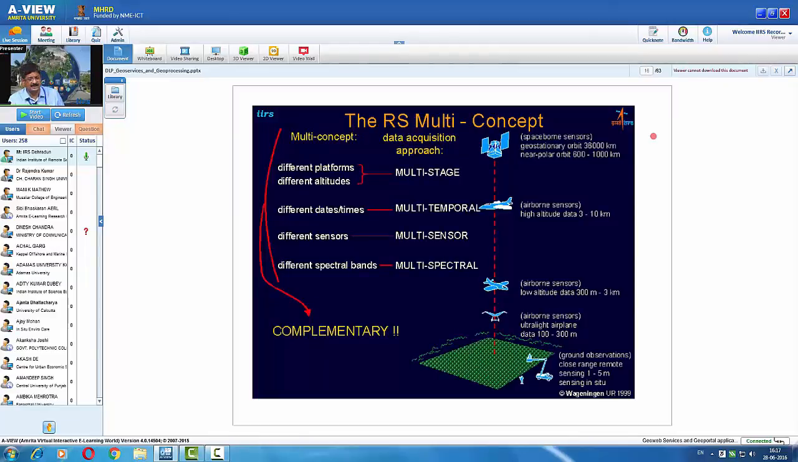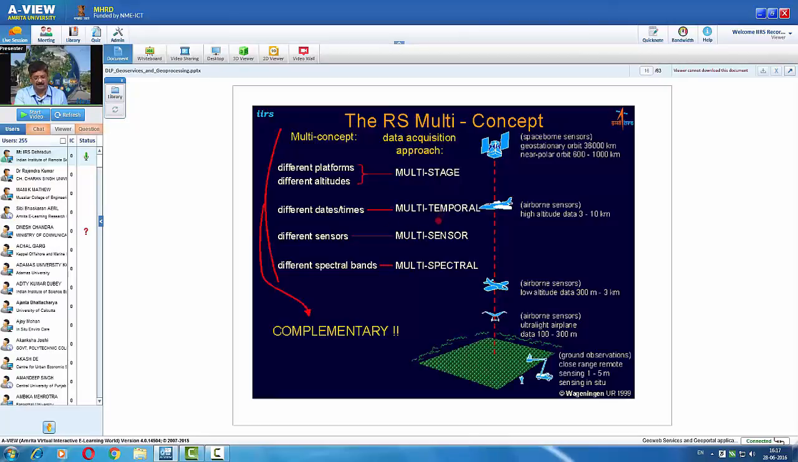Coming to remote sensing, remote sensing itself is a multi-concept. It has different platforms, at different altitudes and heights. That means we have multi-stage collection of data for the same target, and we can also collect at different dates and times. That means multi-temporal.